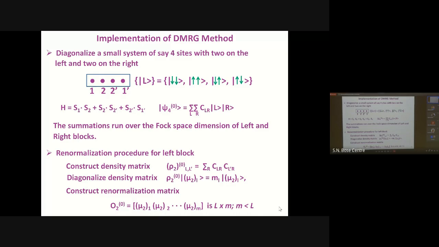Now you take these eigenvectors and construct a renormalization matrix, which is basically an L by M matrix. If the dimensionality of the density matrix is L by L, you take the M eigenvectors with the largest eigenvalues and treat those M vectors as the column vectors. So you have O_2, which has L rows and M columns. It is an L by M matrix, and M is less than L. So you have the renormalization matrix.